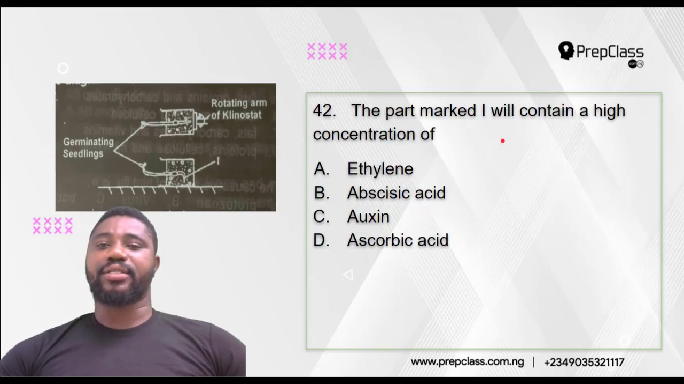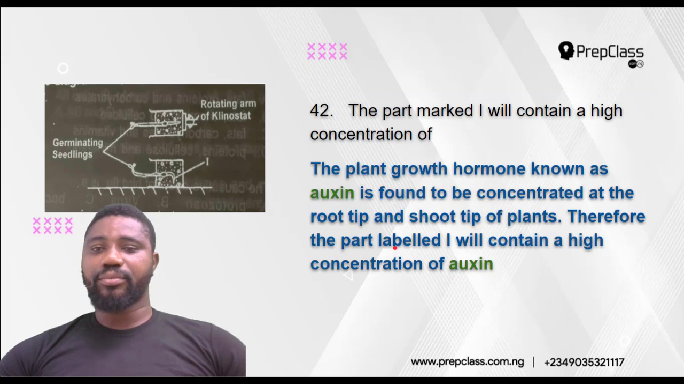Okay, all right. 42. The part marked I will contain a high concentration of... What is the part marked I? Okay, that should be the root tip. This is the root tip. It should contain a high concentration of: is it ethylene? Is it abscisic acid? Is it oxime? Is it ascorbic acid?